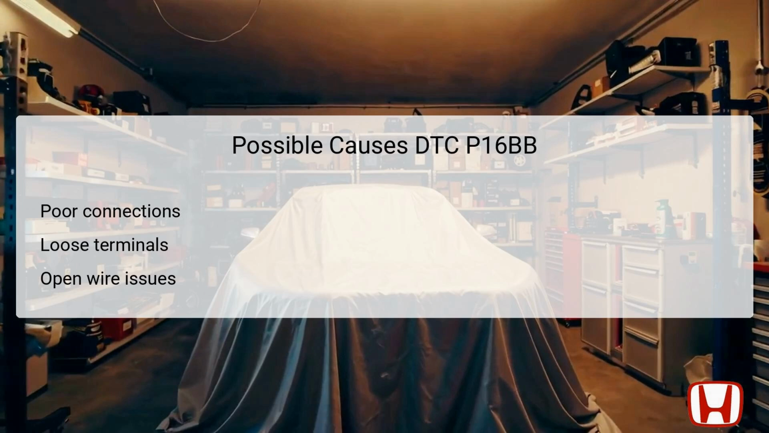Secondly, loose terminals can create intermittent electrical contact, causing confusion within the vehicle's electrical system and leading to a diagnostic trouble code. Moreover, an open wire issue in the +B line that connects the alternator to the underhood fuse relay box can also cause the low voltage condition reported by this code. Identifying these issues accurately is the first step to resolving the low voltage problems effectively and restoring electrical integrity within the system.